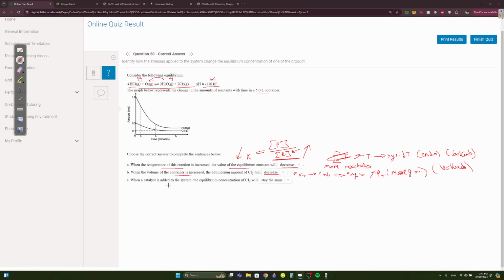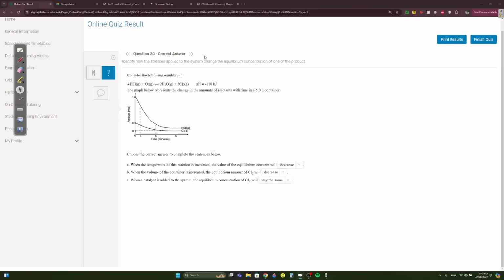When a catalyst is added to the system, what's going to happen to the equilibrium concentration of Cl2? Okay. When a catalyst is added to the system, we know when you add the catalyst, what happens? Nothing happens. Literally, concentrations don't change. Okay. 21.